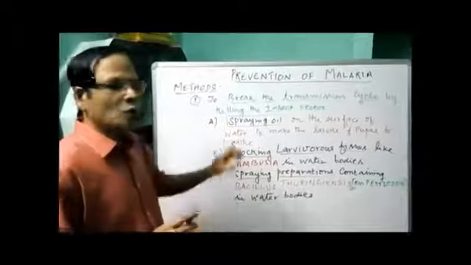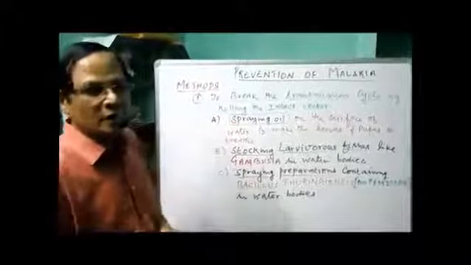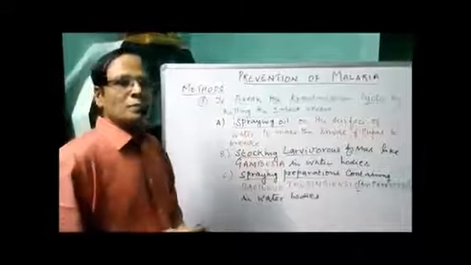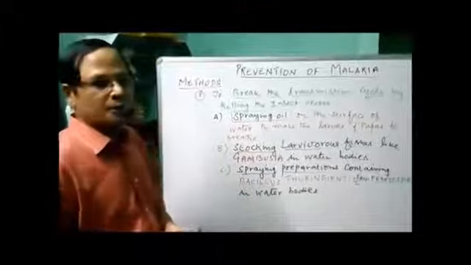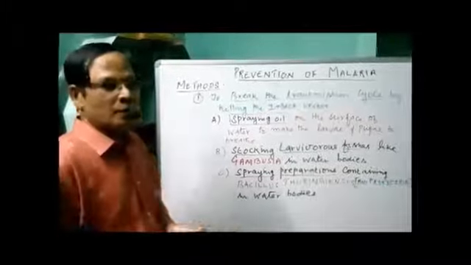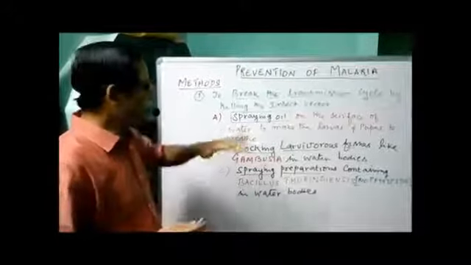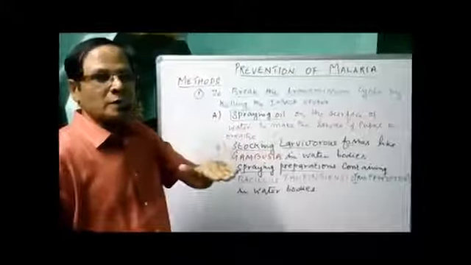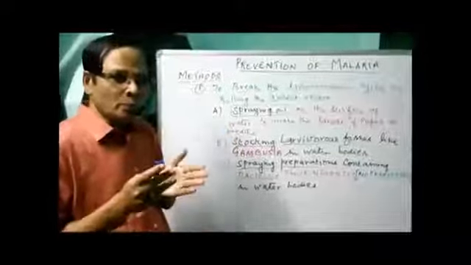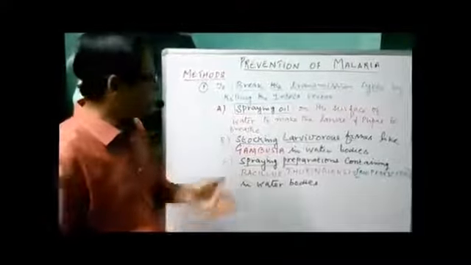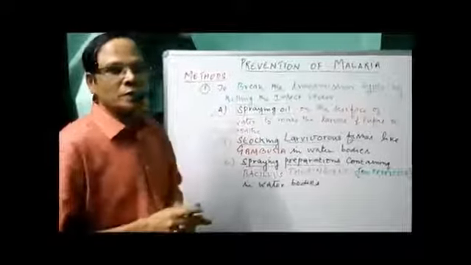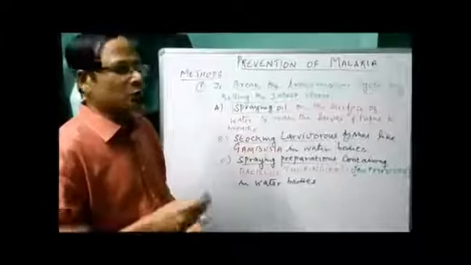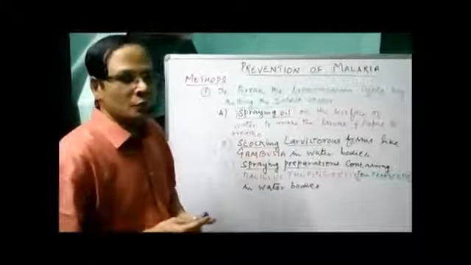Then how do we kill the mosquito, either the larva or the adult? Number one, spray oil on the surface of water. You know, mosquitoes lay eggs, particularly in water. The larvae hatch and develop in water, but they come to the surface for breathing. If you spray oil on the surface of water, it forms a thin film, preventing the breathing of the larvae or pupae. It becomes impossible for them to breathe because they have to reach the surface. We are making a layer of oil that prevents the entry of air into the water.